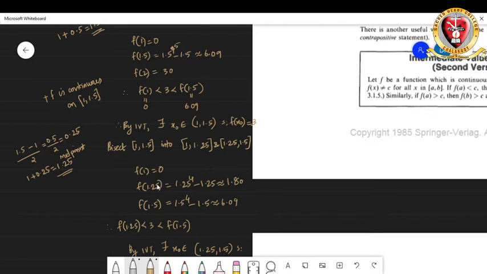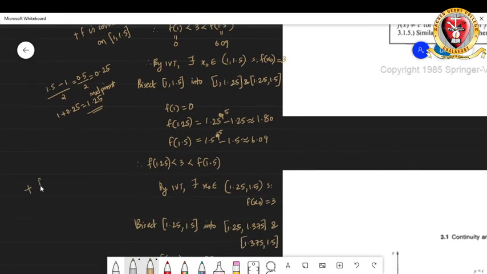Now find f of 1. You know f of 1 is equal to 0; here you have x raised to 5. f of 1.25, you get that to be approximately equal to 1.80. You have to use a calculator and find the exact value. And also f of 1.5 will be approximately 6.09. So our value 3 will lie between f of 1.25 and f of 1.5. In order to use IVT, you just have the additional information that f is continuous on the closed interval [1.25, 1.5], and with this you can use the intermediate value theorem to say that there exists an x naught belonging to the open interval (1.25, 1.5) such that f of x naught is equal to 3.